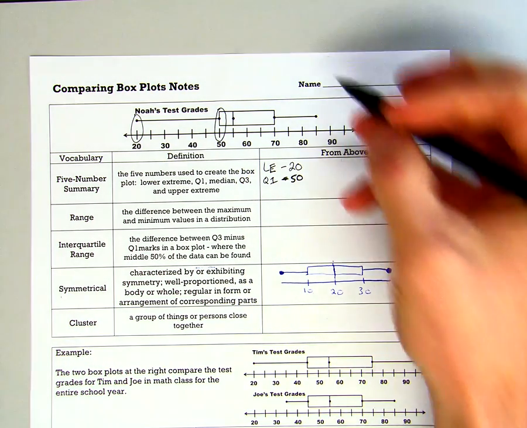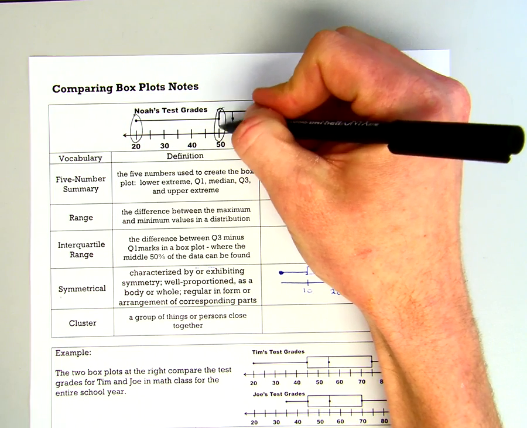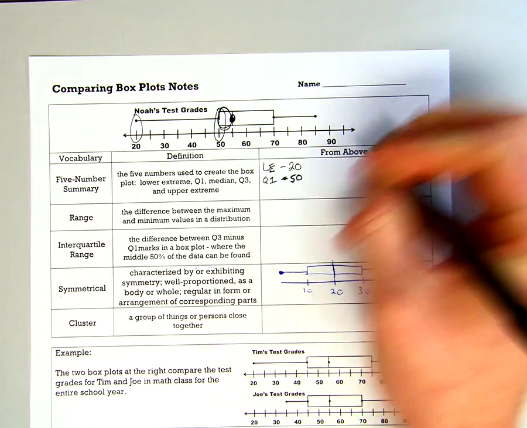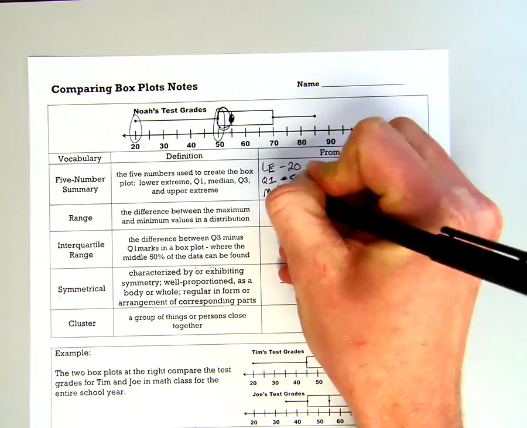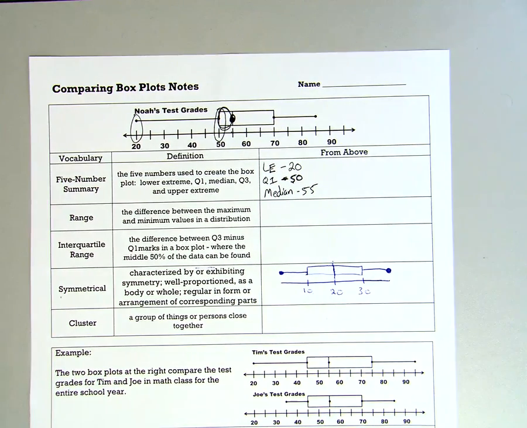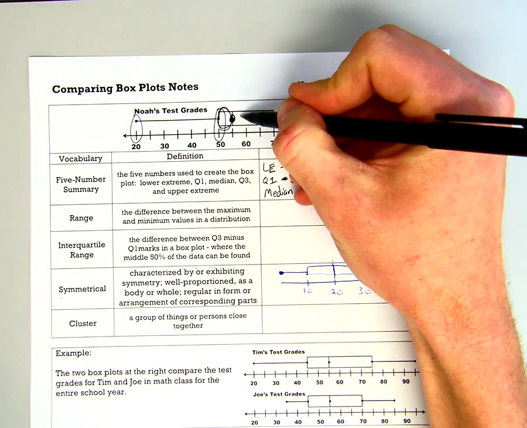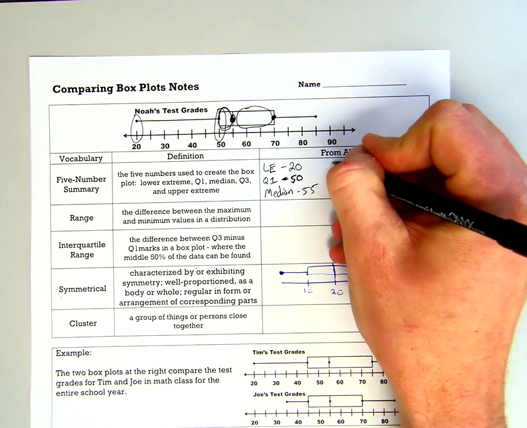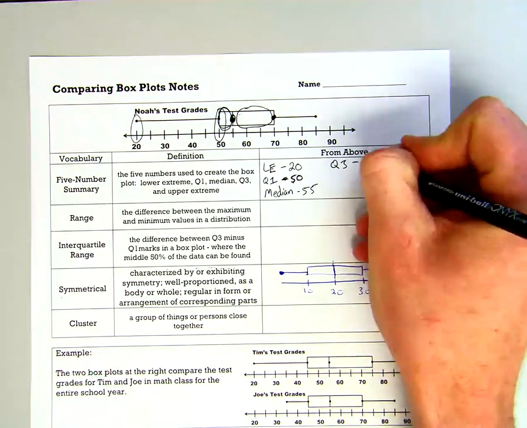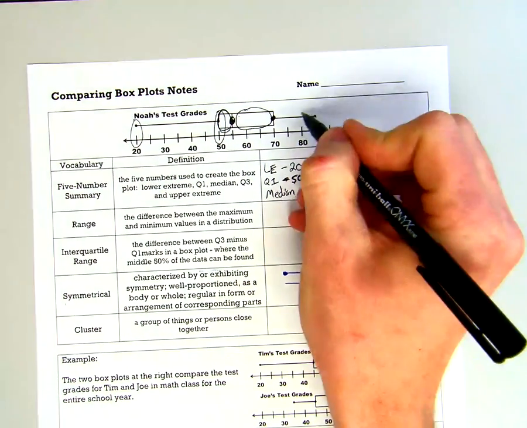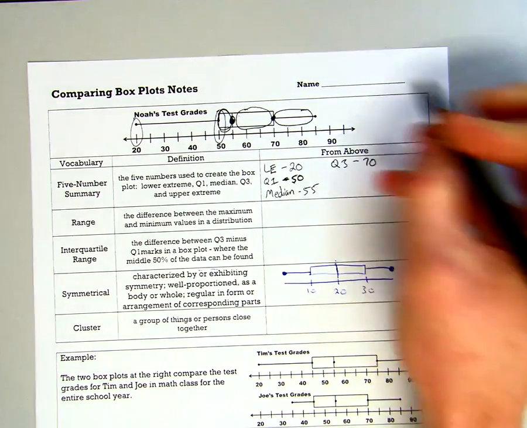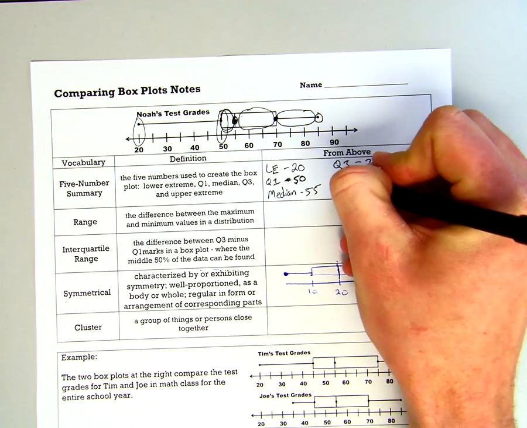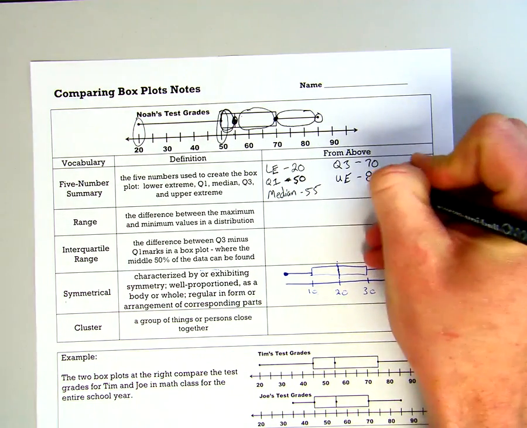The next 25% of his test scores comes in this area right here, giving me up to the median, which is his 50th percentile, and it looks like his median is a 55. Then I have my next 25% of my scores leading up to the 75th percentile, which is my quartile 3. It looks like that is a 70. And then the last 25% of the test scores is this part right here, leading up to the highest, which is my upper extreme, which looks like an 85.